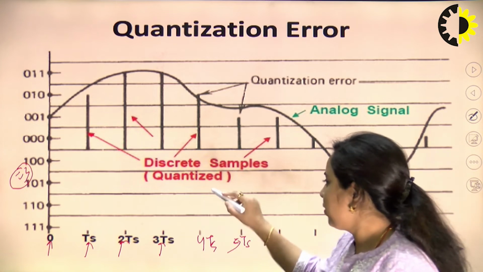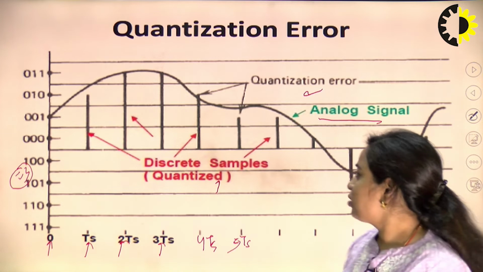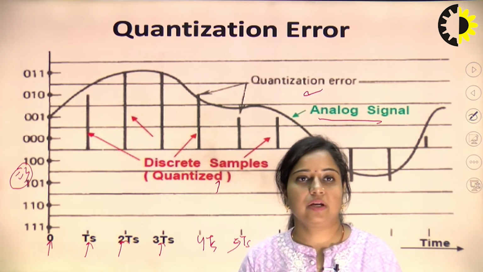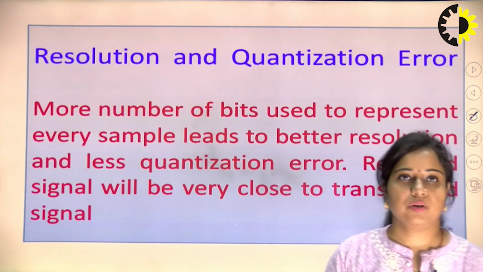This is the discrete samples that are quantized, and this is the quantization error. This one is the analog signal which is reconstructed from the samples that we have collected from the sampler. Next one is resolution and quantization error.